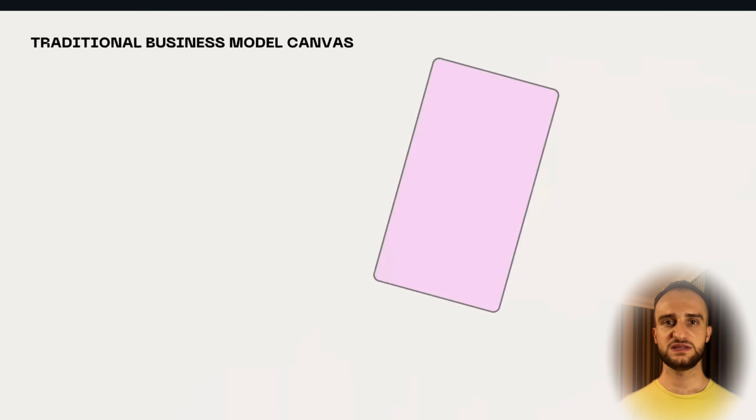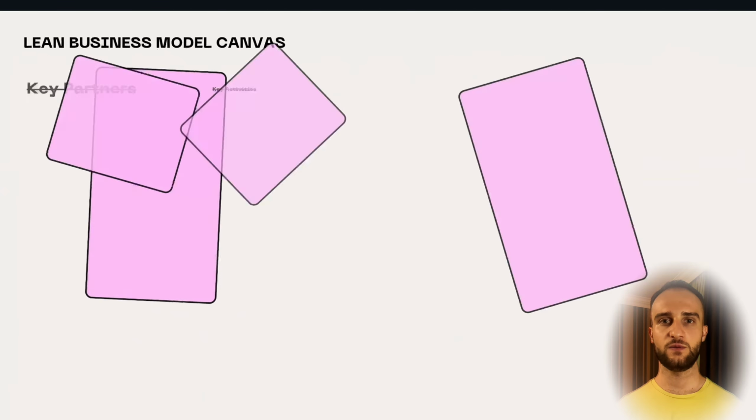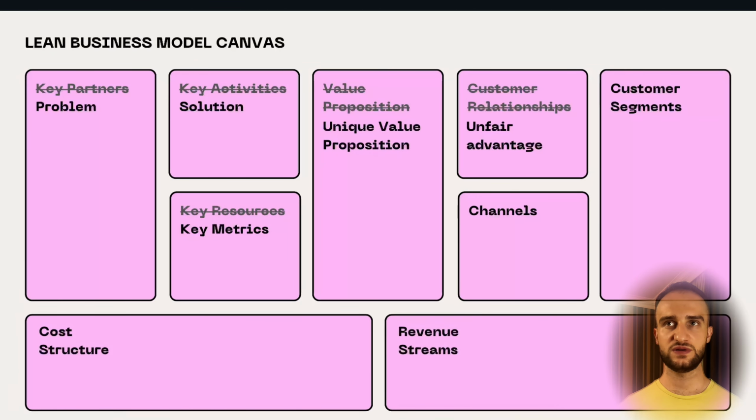So the Lean Business Model Canvas originates from the traditional business model canvas. However, the reality for traditional business and startups is different. That's why Lean Business Model Canvas has been optimized to address some particular challenges of the startup. For instance, the key partners section of the traditional business model canvas has been replaced with the problem section.